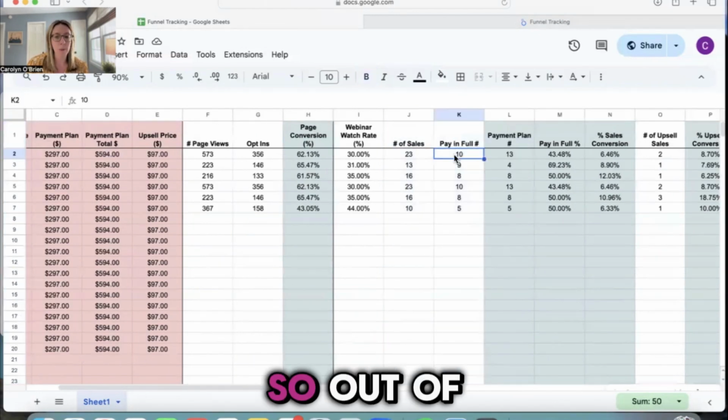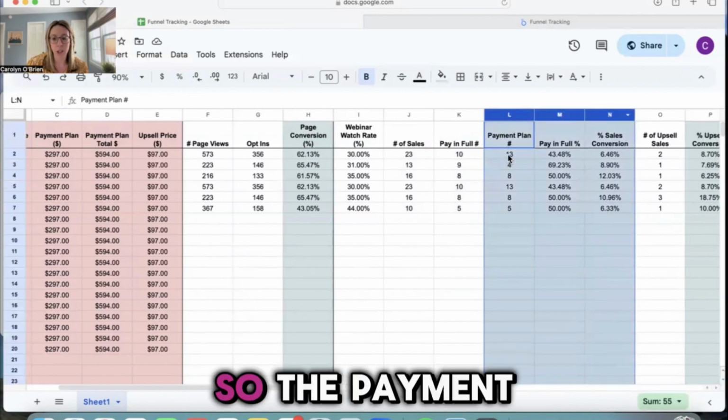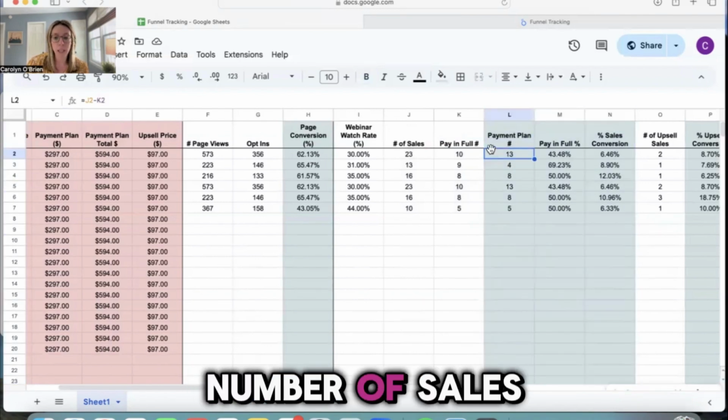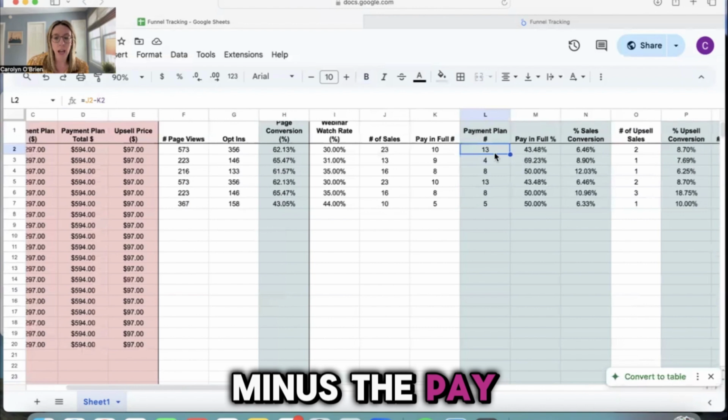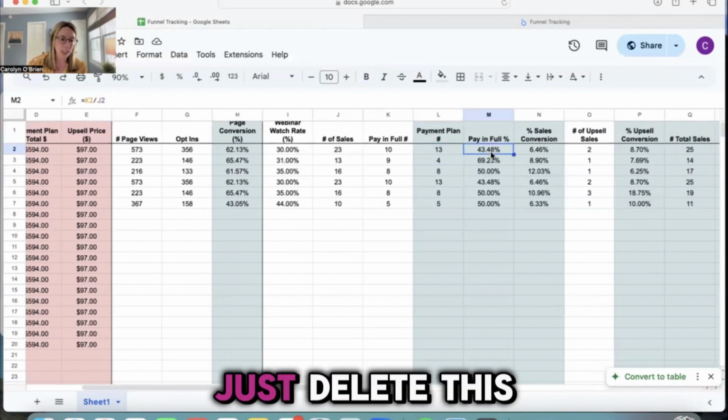So out of those sales, how many were pay in full? And then the payment plan. And so again, we have our formulas built in here. So the payment plan is just looking at total number of sales minus the pay in full. And then the pay in full percent. Again, if you don't have a payment plan option, you could always just delete this out.